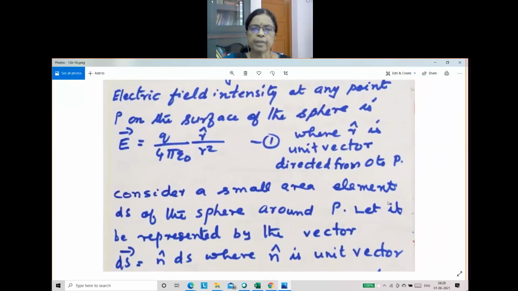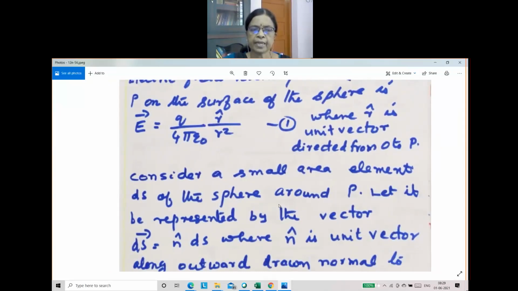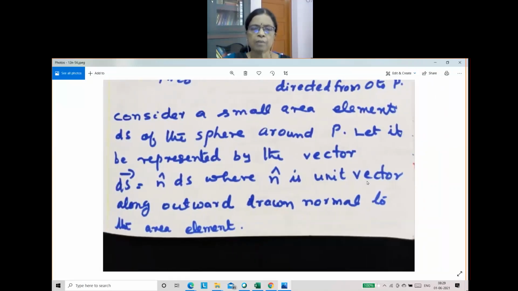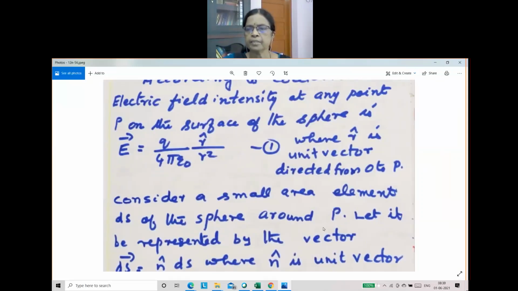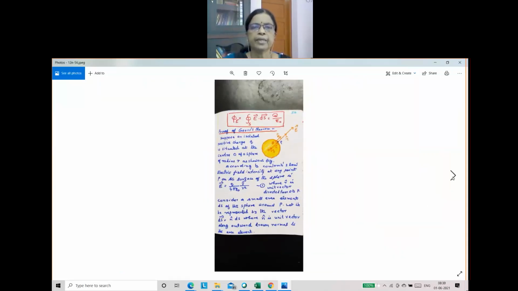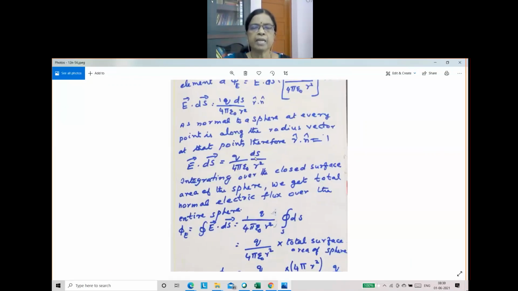Consider a small area element ds of the sphere around P. Let it be represented by the vector ds, the area vector. How will you represent the area vector? It's area ds into n cap. What is n cap? N cap is the unit vector along the outward drawn normal to the area element. So we have explained all of this figure. Next we are doing the derivation.